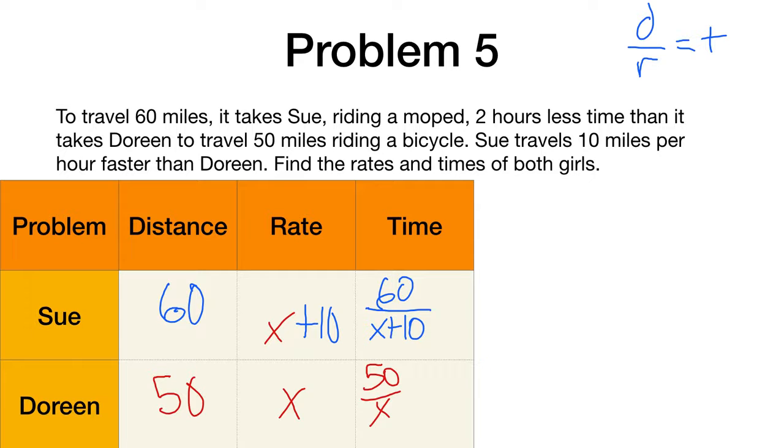Now I know some of you are thinking, let's say that these two are equal. But the problem is they are not equal yet. And why are they not equal? Because it takes Sue 2 hours less. So if this is Sue's time, and Doreen, let's say, went for 5 hours or for 10 hours. If Doreen went for 10 hours, we know that Sue takes 2 hours less. So I would take Doreen's 10 and subtract 2. Now these work.